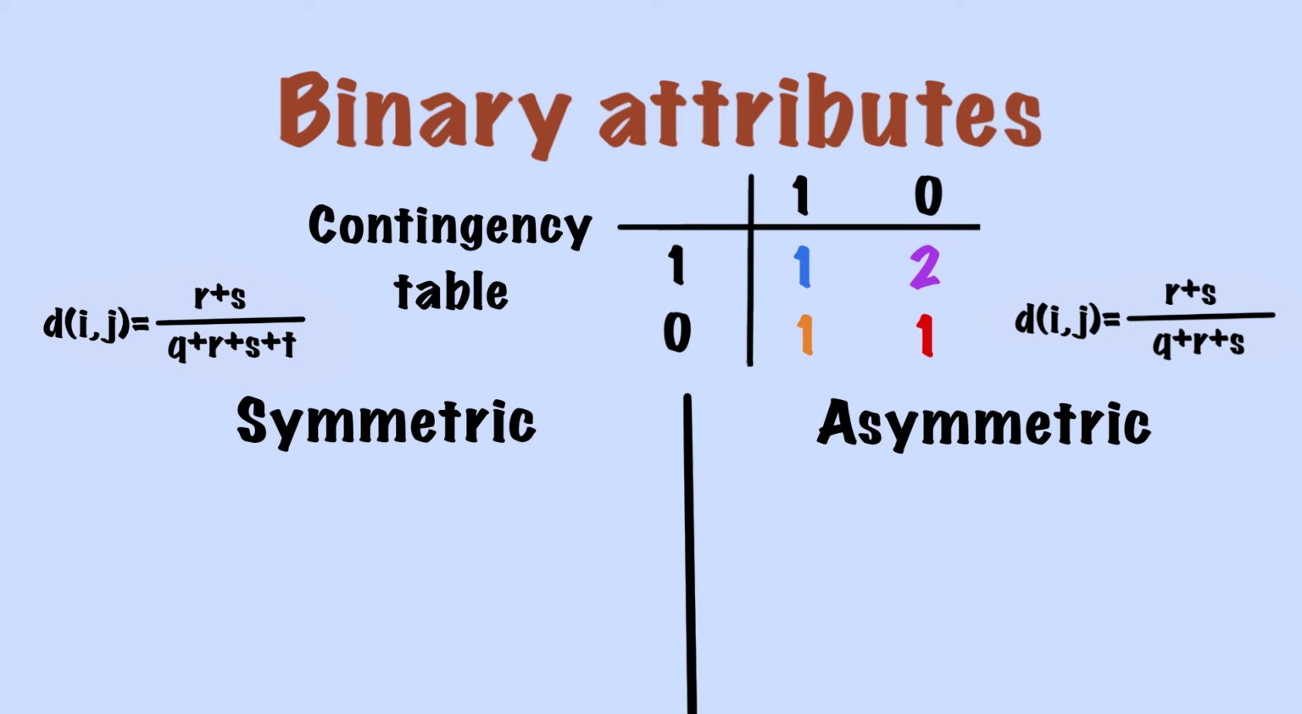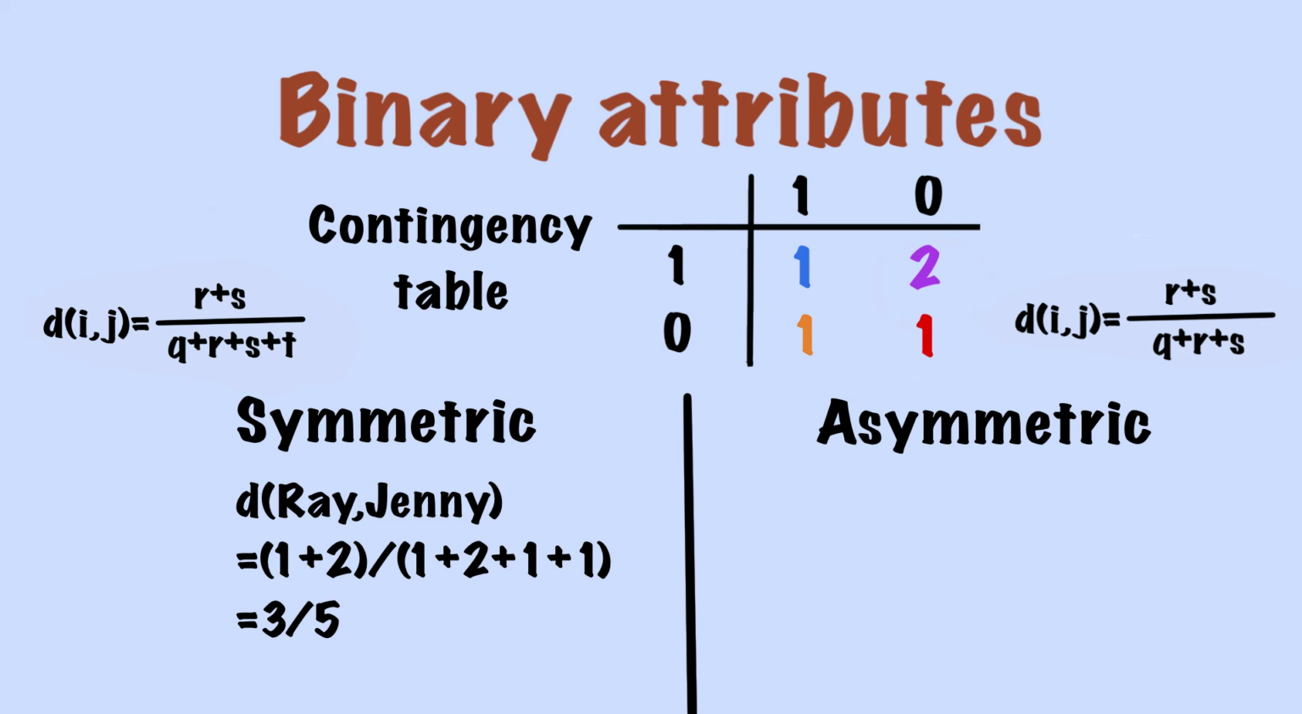For the denominator, it's intuitive for symmetric data that you just count the total number of columns. However, for asymmetric attributes, you deliberately ignore the times when both objects are 0, because, by definition, 0 is less important in asymmetric binary data. So, if we see these attributes as symmetric binary, the dissimilarity between Ray and Jenny is 1 plus 2 divided by the total counts, which is 1 plus 2 plus 1 plus 1, and we get the answer of 3/5.